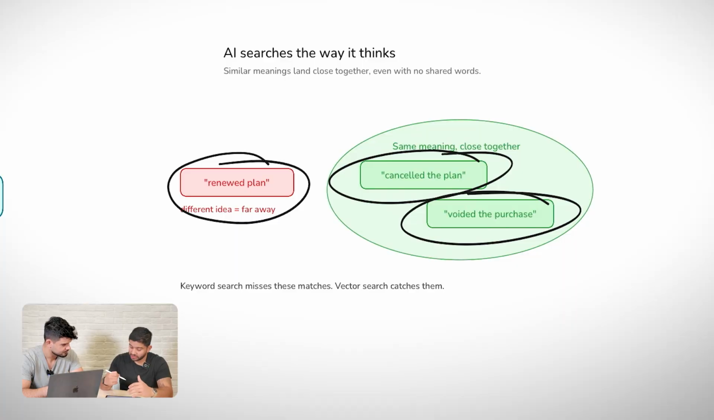The AI agent will be able to identify that you are now looking for canceled plans, and any data points that allude to a plan getting canceled or a purchase being voided will come up in the RAG search for this case.